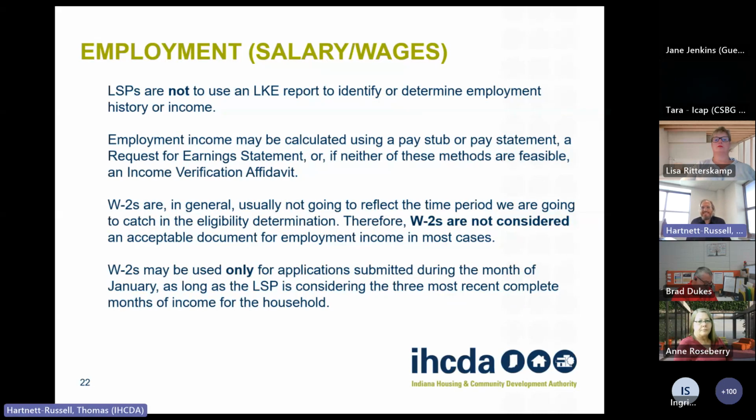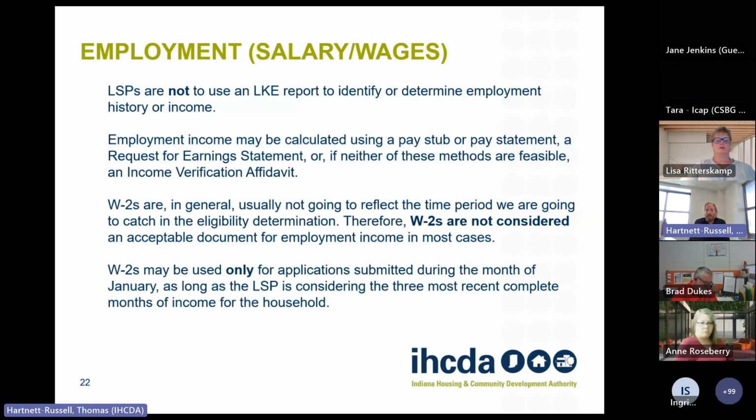All right, on to salary or wages. As a reminder, subgrantees are not to use a last known employer report to identify or determine employment history or income. Although, as we talked about yesterday, when it gets into people who are having difficulty documenting their income and you're at that last resort where you're using an IVA, it would be an acceptable practice for program integrity purposes to obtain a last known employer report and just compare it to make sure that it is comparable to what they're reporting.